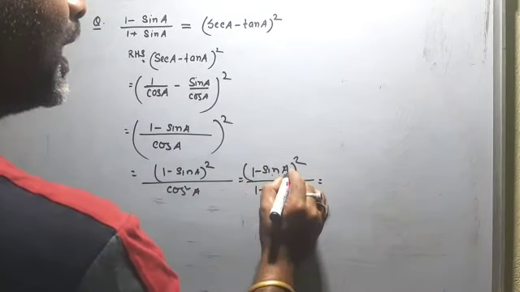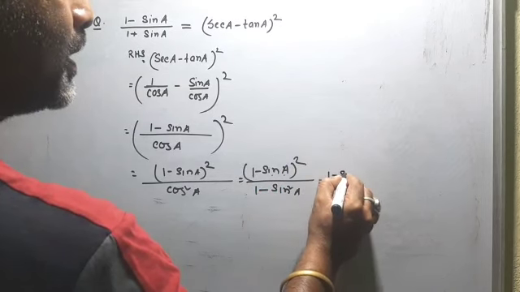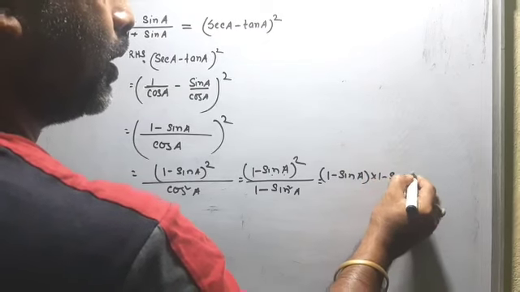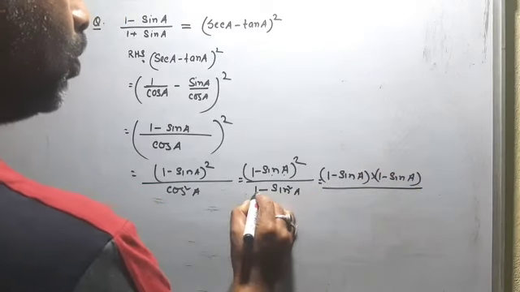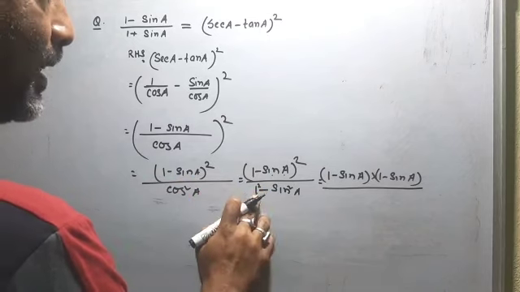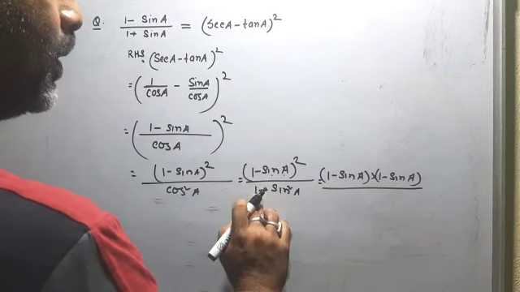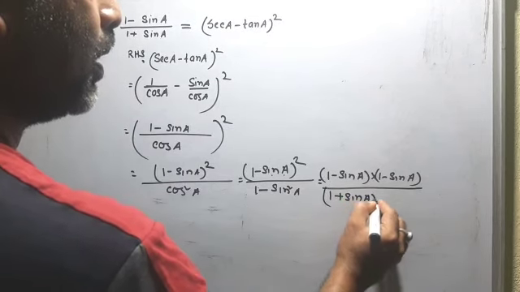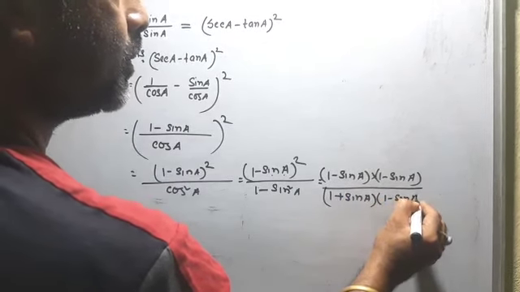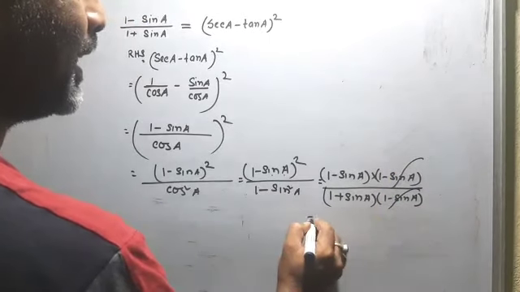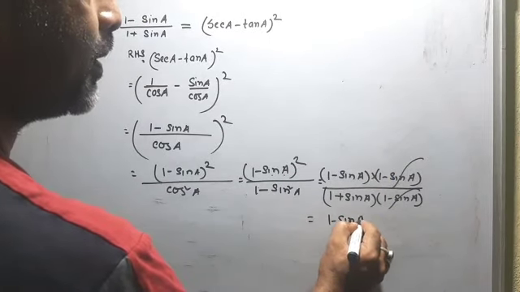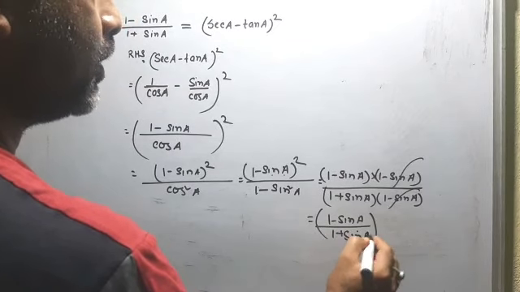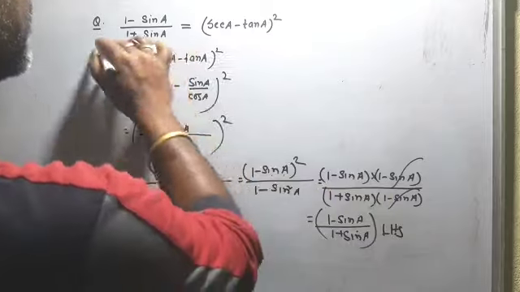So 1 minus sin a whole square means 1 minus sin a two times, and here 1 means 1 square you can take. So again it is a square minus b square form. So a square minus b square is 1 plus sin a times 1 minus sin a. So here 1 minus sin a and 1 minus sin a cancel. So you have 1 minus sin a by 1 plus sin a. That is your required LHS here.